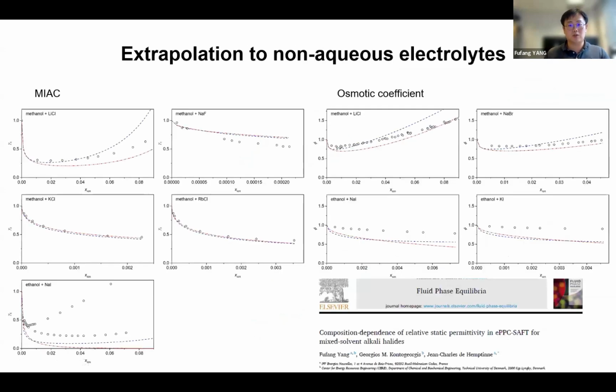And we extended the model to anhydrous solutions for these mixtures. The data situation is much worse compared to the mixed solvent electrolyte. There are usually just 1 or 2 data sets, and most of the time they are contradictory to each other. That is why we didn't use them for the parameter regression. And we see that the model also agrees qualitatively with these anhydrous binary data.